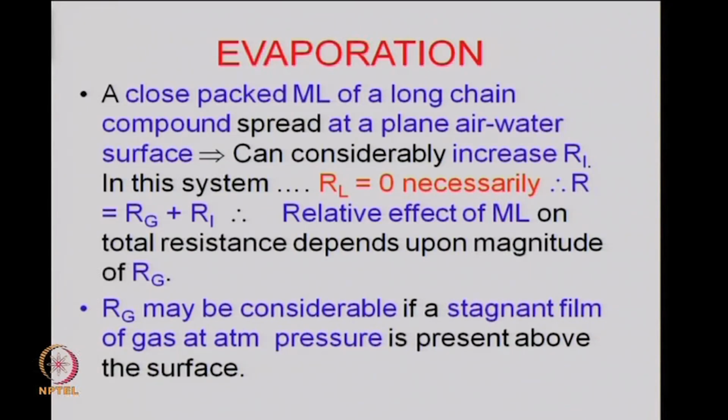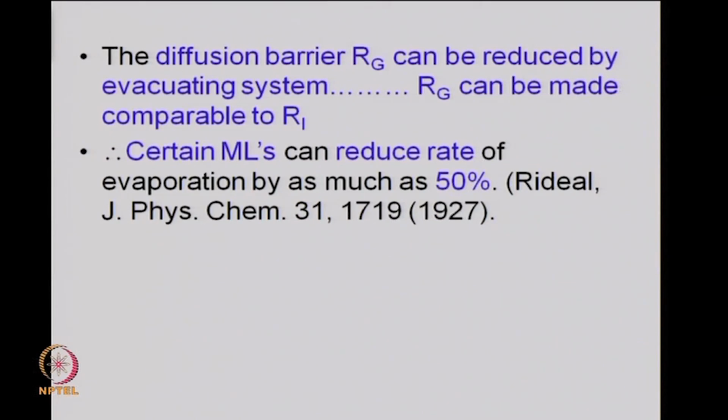We expect, therefore, total resistance to be coming only from Rg and Ri. One would want to know the relative effect of the monolayer on this total resistance. Obviously, it will depend on the other component, Rg. How big Ri is as a fraction of R will depend on how big Rg is, and Rg may be considerable if we have a stagnant gas film at atmospheric pressure just above the surface. Let us see, Rg could be reduced by subjecting the system, the gas phase, to evacuation. It may be possible to reduce Rg to become comparable to Ri.